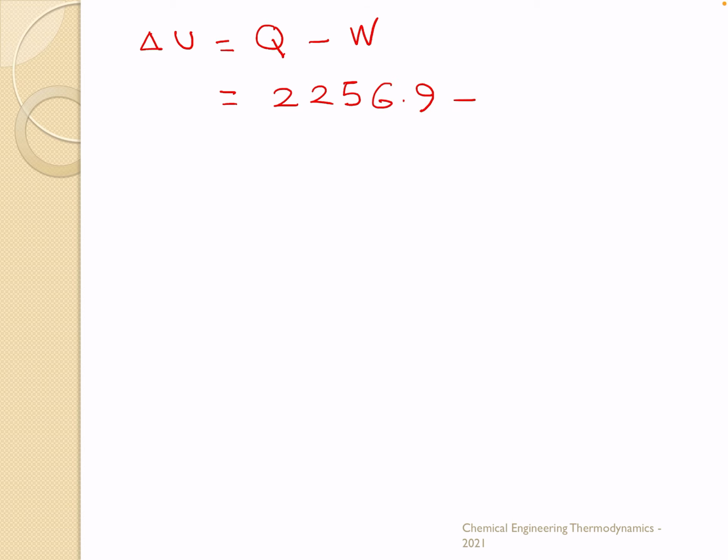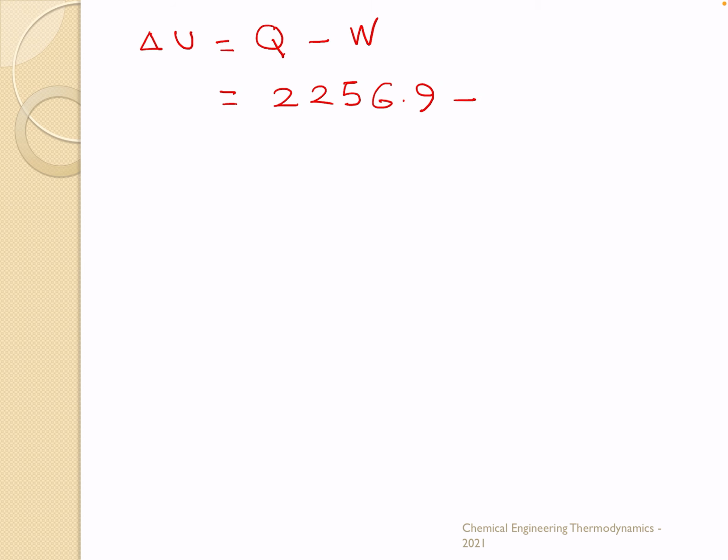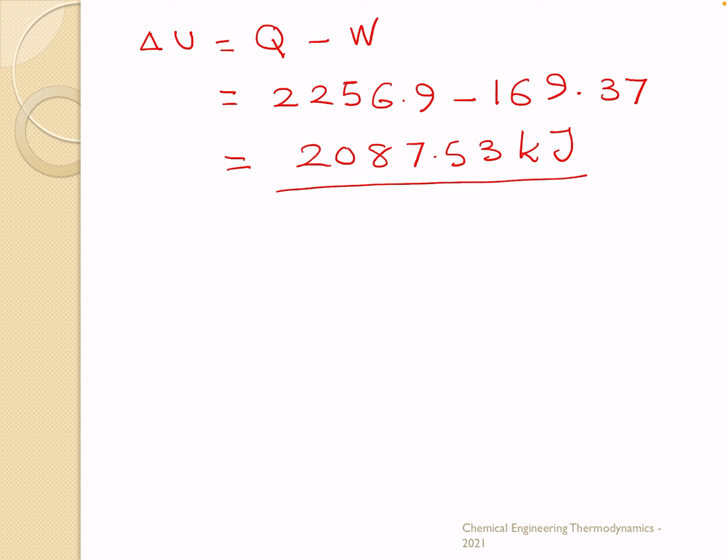We are given that, and remember 2256.9 is in kilojoules, and what we've just calculated is also in kilojoules. So we have 2256.9 minus 169.37. That should give us 2087.53 kilojoules. So remember, that's the change in internal energy, but we still need the change in enthalpy.